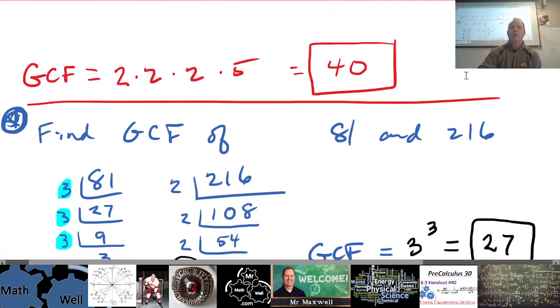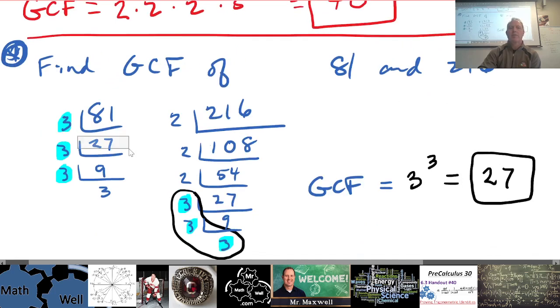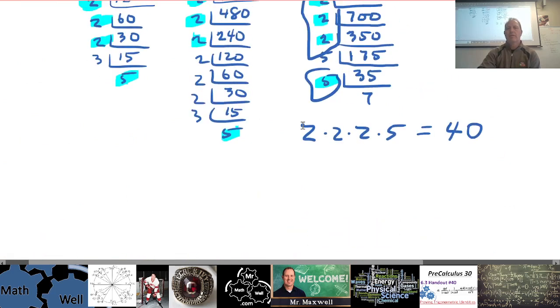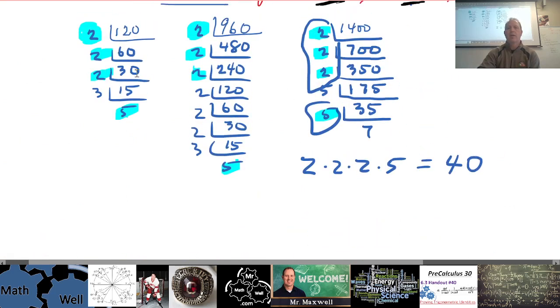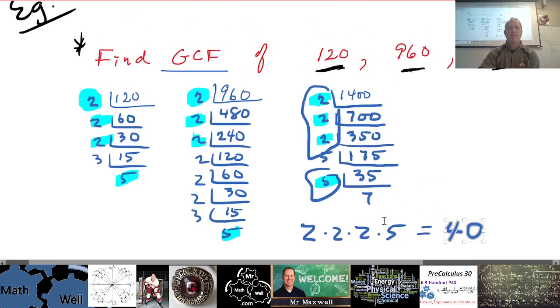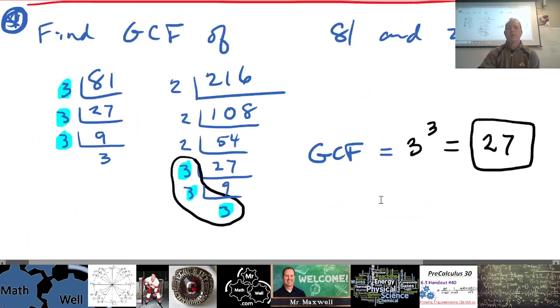Not always will your common factors show up on the list. Notice here that I have 27 here and 27 here. It's not always going to be like that, because in this example right here, 40 didn't show up in any of the lists. But yet that's our greatest common factor. So it doesn't have to show up in the list.